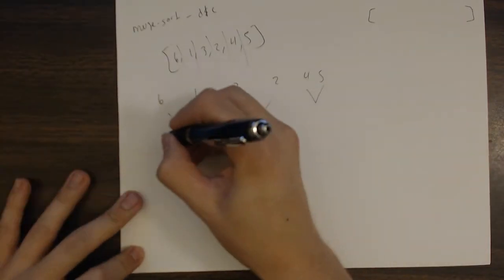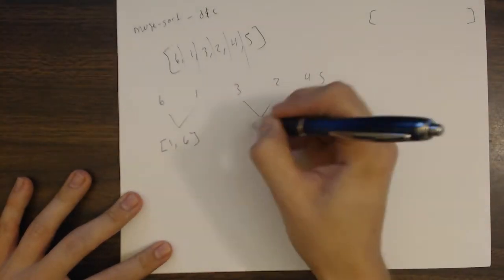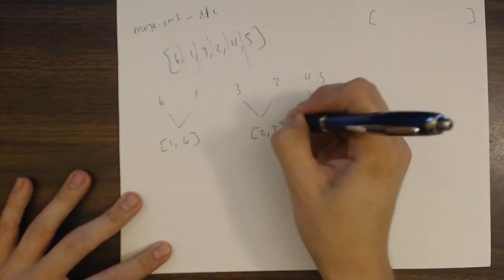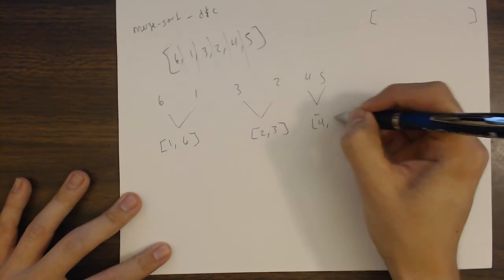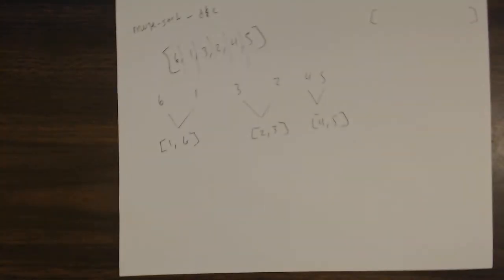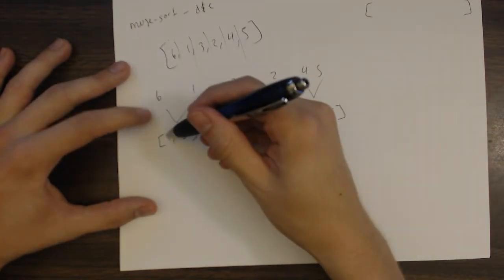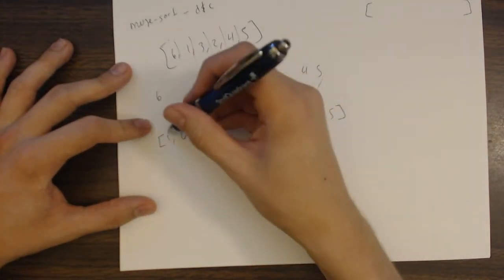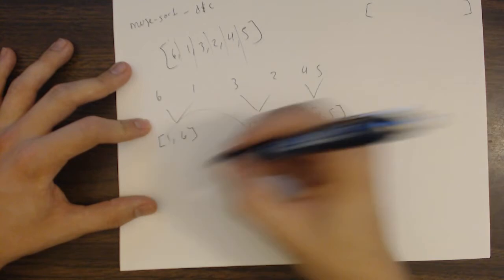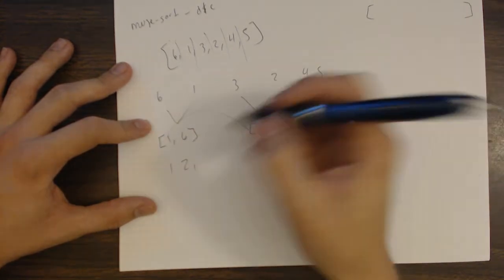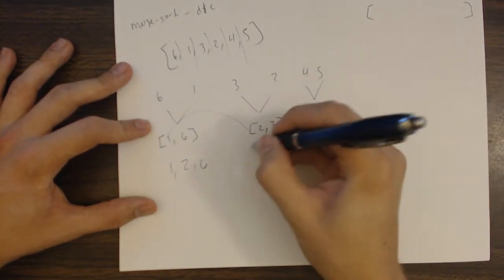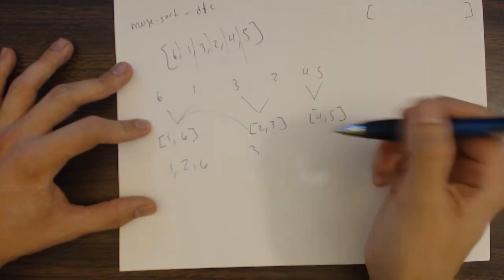So over here we would end up with 1, 6. Here we would end up with 2, 3. Here we would end up with 4, 5. And as we keep going down, you do comparison here, and then you compare over here. And since that already works, we would have 1, 2, 6, and then 3 over here.